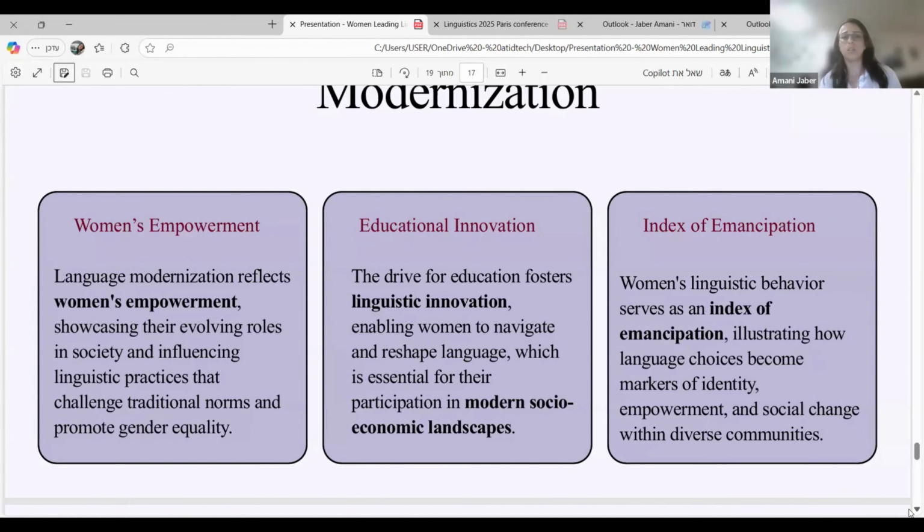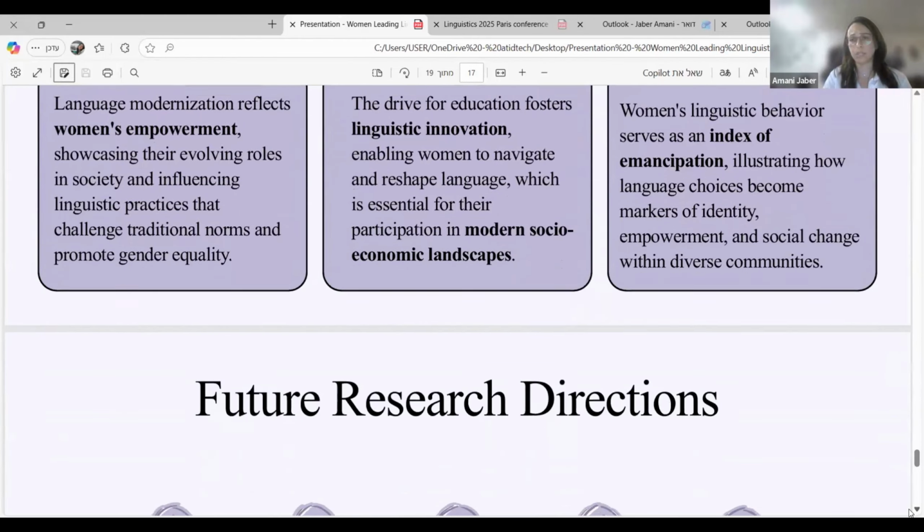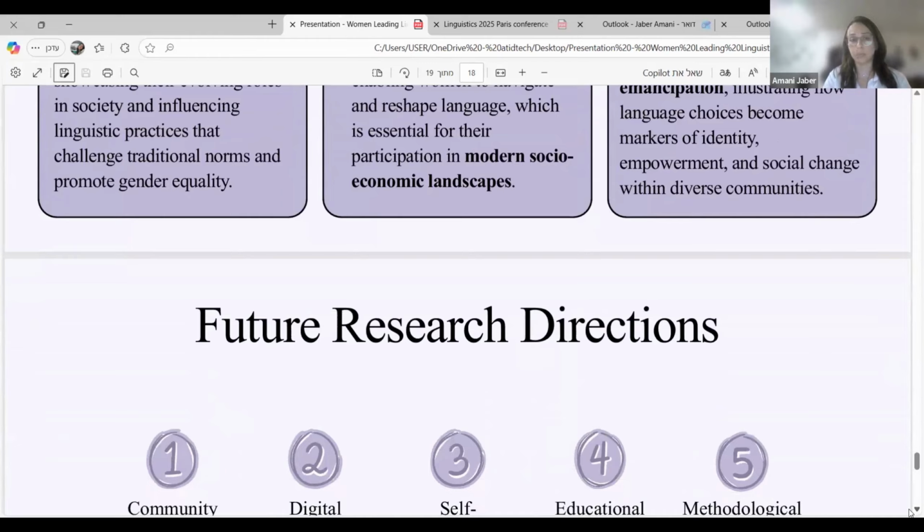In terms of educational innovation, the drive for education fosters linguistic innovation, enabling women to navigate and reshape language. And this was consistent with previous studies in the field. And they were participating in modern socioeconomic landscapes. Women's linguistic behavior serves also as an index for emancipation, illustrating how language choices become markers of identity, empowerment, and social change within diverse communities. So these are very broad social indications that are worth looking deeper into.